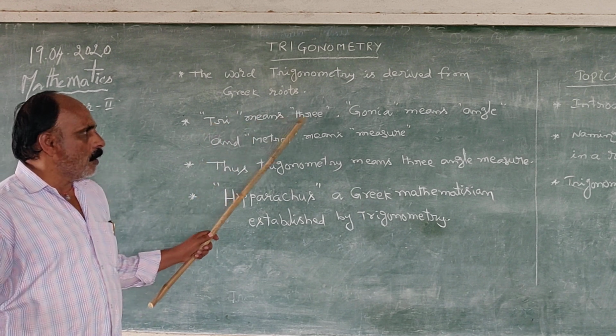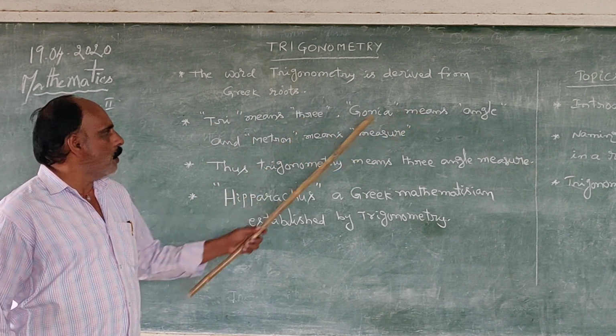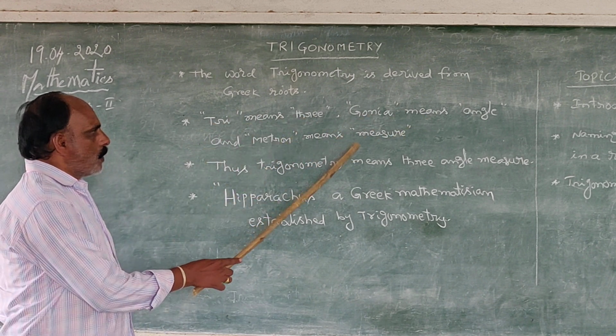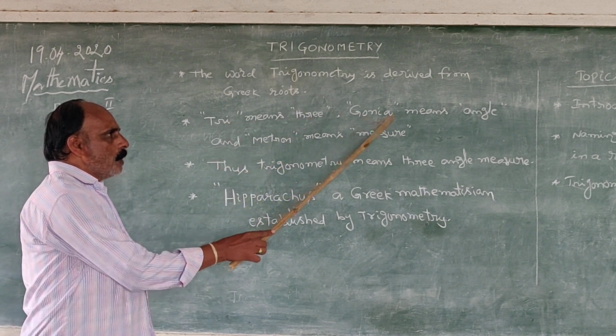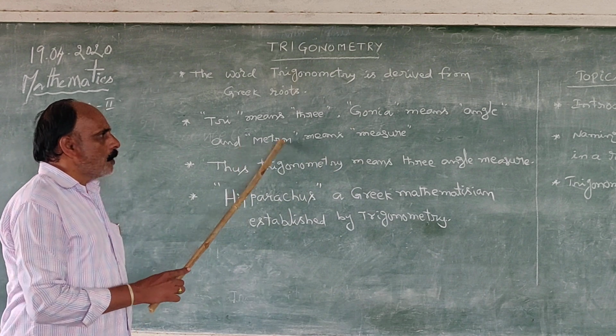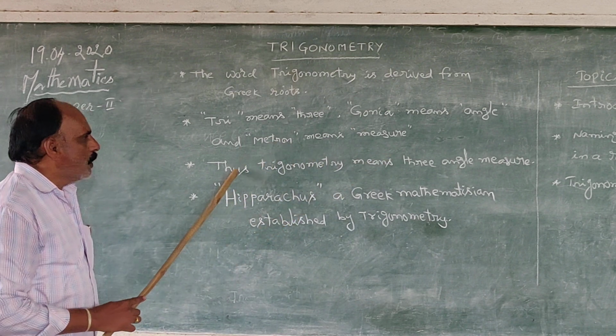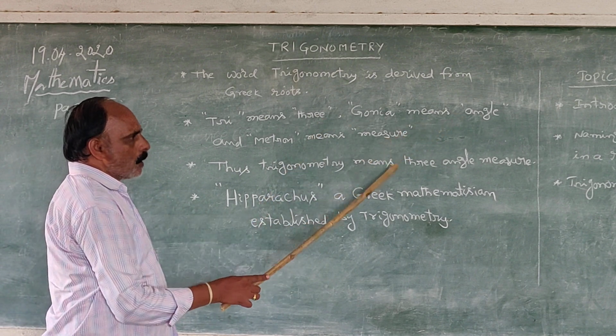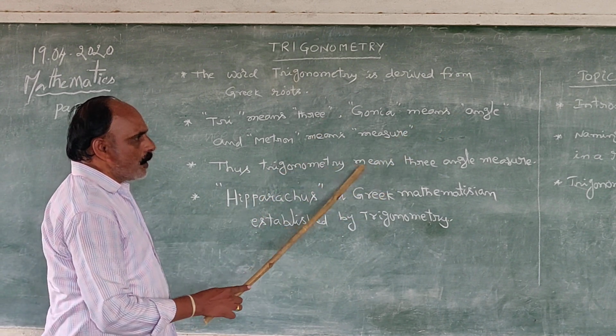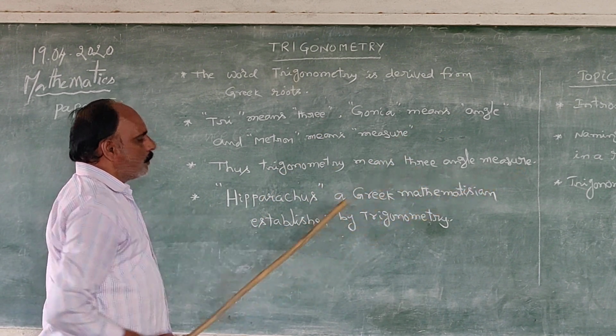Tri means three, gonio means angle, and metron means measure. Thus, trigonometry means three angle measure.